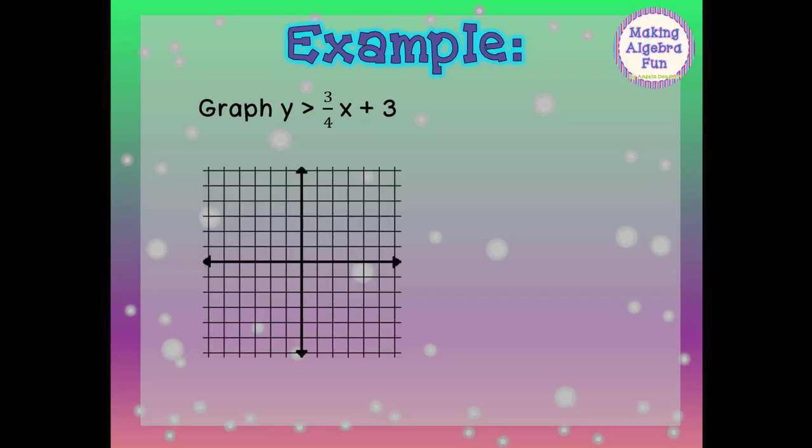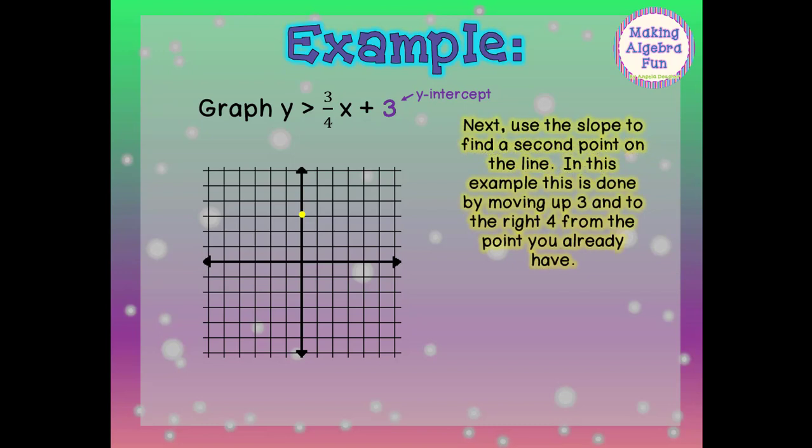Let's begin as though it's an equation and look at this inequality that's given to us and notice how it is in slope-intercept form. What we need to do is begin by plotting the y-intercept. And you can see that that's the b value here, so that would be 3. So we put a point on the y-axis at 3. Next, we use the slope to find a second point. So in this example, the slope is 3/4, and that tells us to go up 3 to the right 4. So there's a second point.